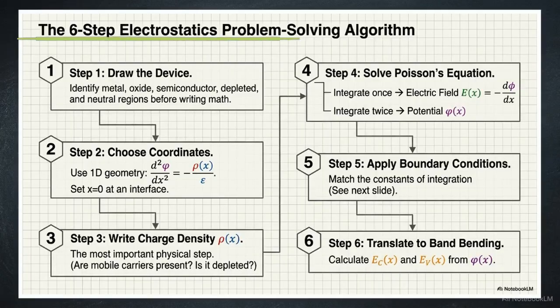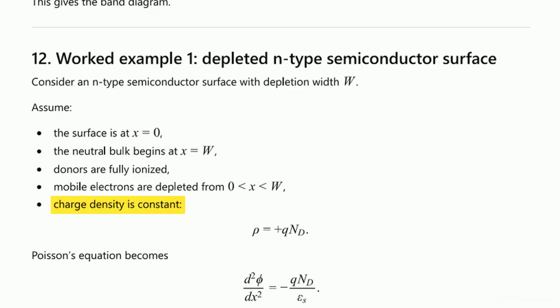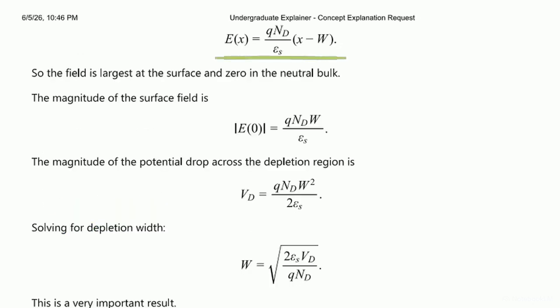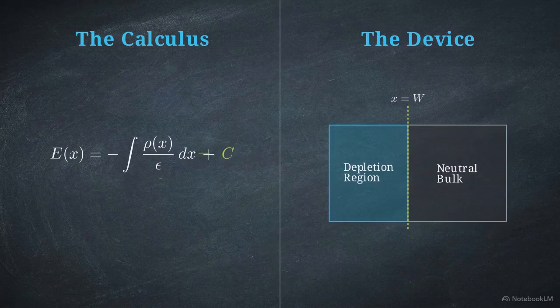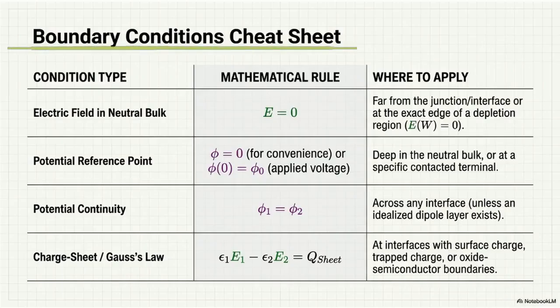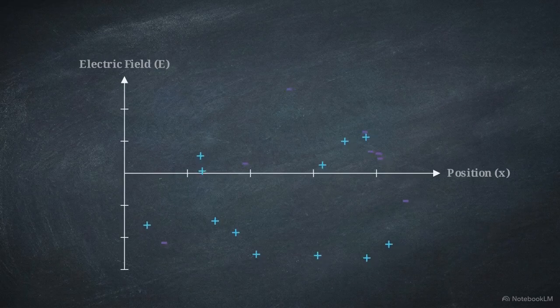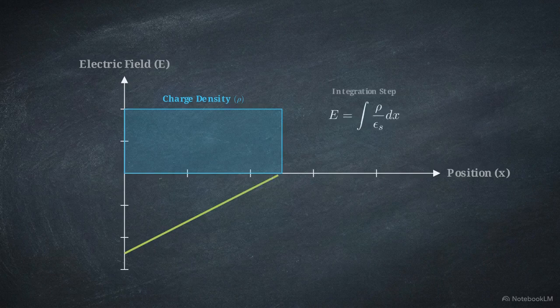This six-step algorithm provides a methodology for extracting measurable values from a device cross-section. If we analyze a slice of depleted N-type material, we assume a constant positive charge density. Integrating this constant once yields a linear electric field profile. Calculus requires us to solve for constants of integration using the material's physical properties. We solve for these using boundary conditions, which serve as physical anchor points for the math. In a neutral bulk region, for instance, the electric field must drop to zero.